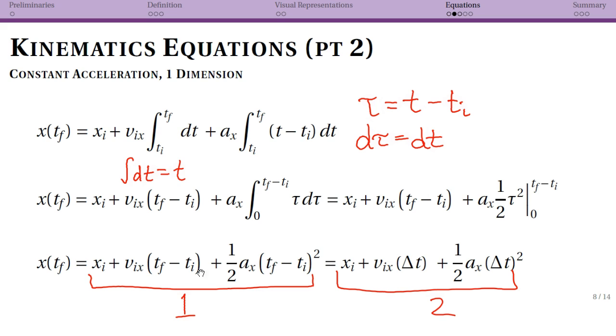This is now a very important equation, which is our equation for final position in terms of initial position, initial velocity, the elapsed time, and a constant acceleration. This is a really important equation that you will use a lot. It is only true when you have constant acceleration, and it's important to note that this is all in one dimension. So everything here is about x.